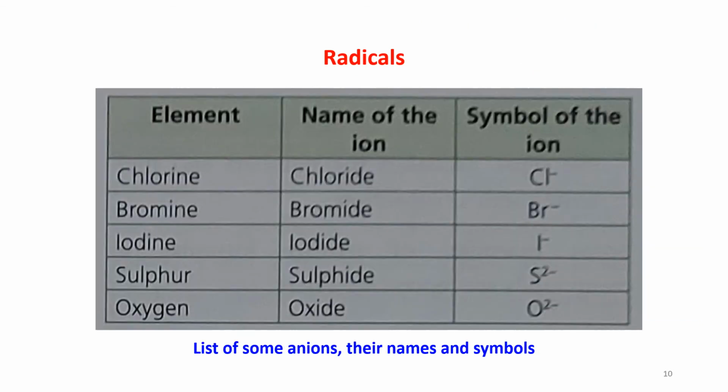Here some anions, their names and symbols are given. See here, chlorine. The name of its ion is chloride and its symbol is Cl-. Now see here, children, chlorine is having atomic number 17. If the electrons are arranged in their orbits, it will be 2, 8 and 7, which is an unstable configuration. To become a stable inert gas configuration, it will gain 1 electron rather than give 7 electrons from its outermost orbit.